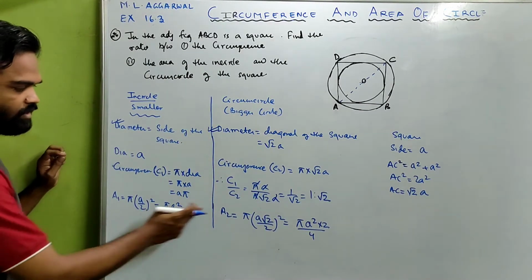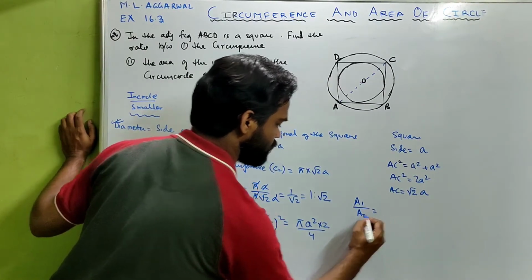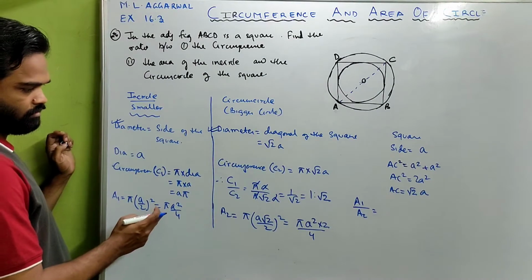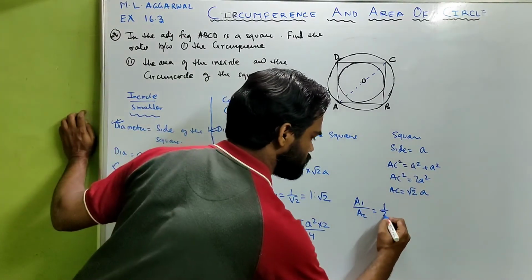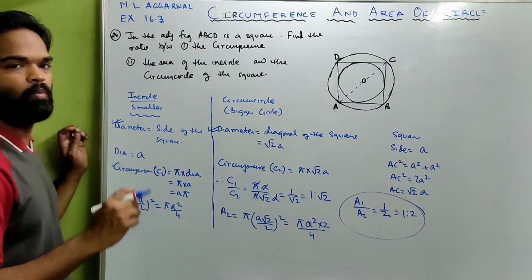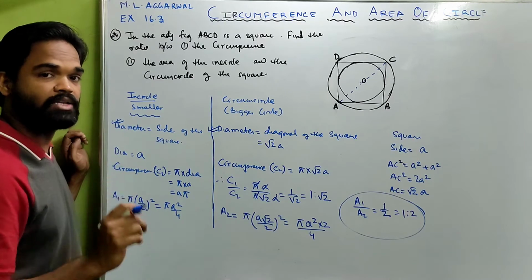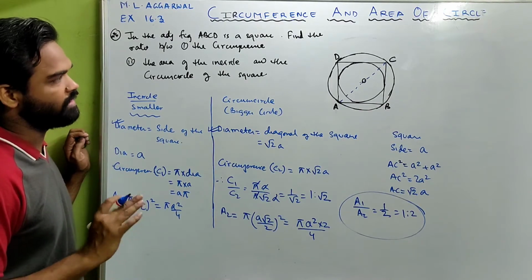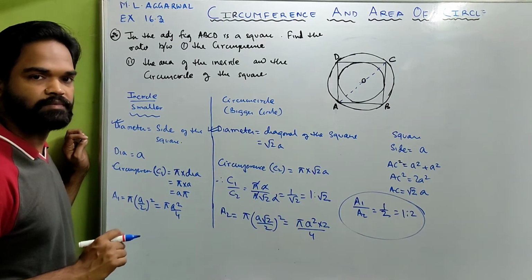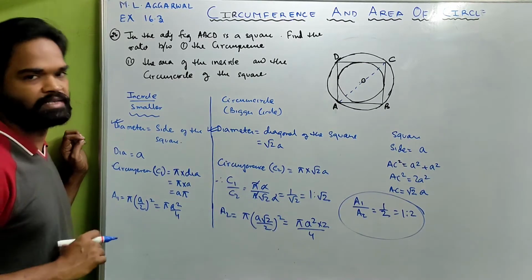So if you divide this by this, A1 by A2, we need to find the ratio. So 1 by 2 is left. Just see the calculation, which means the ratio of the area will be 1 is to 2. The ratio of the circumference will be 1 is to root 2 between the incircle and the circumcircle. Clear? Now let us look at the next sum.